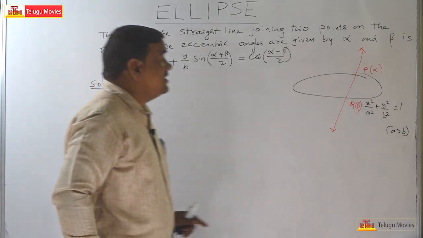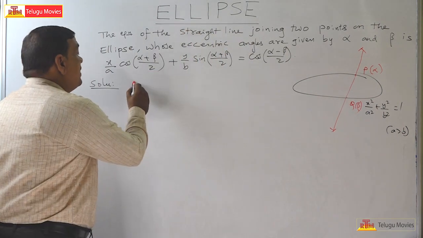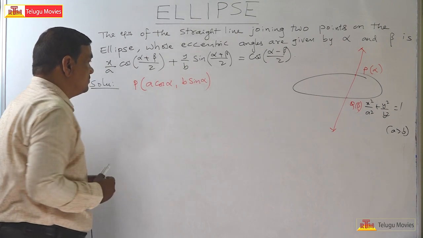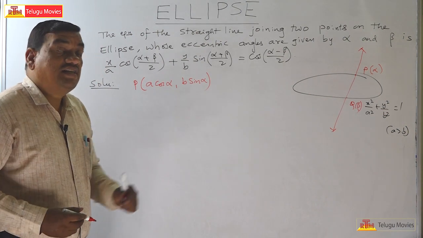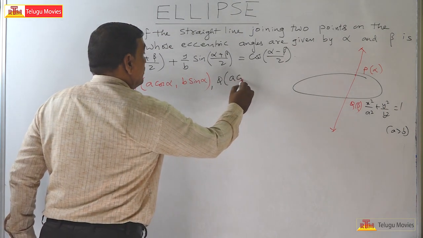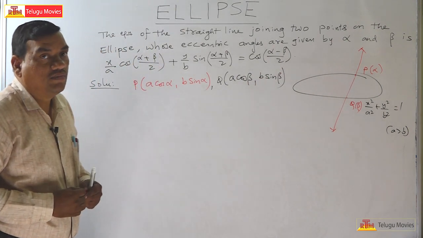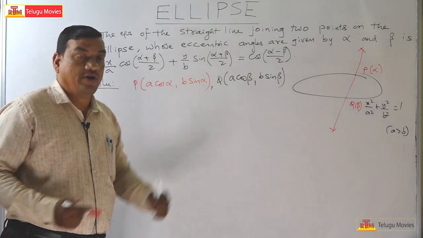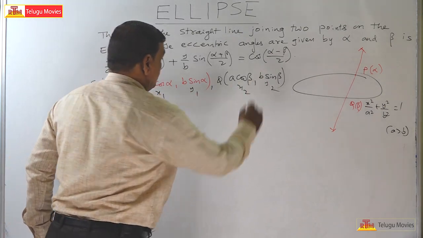This is a very easy one. When it says the eccentric angle of P is alpha, we can take the point P as (a cos alpha, b sin alpha). When the eccentric angle of the point Q is beta, Q is (a cos beta, b sin beta). Now the 2 points are (x1, y1) and (x2, y2).